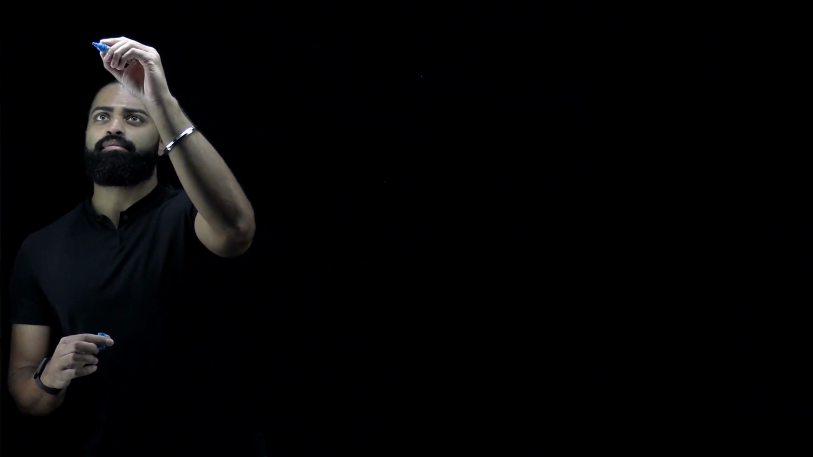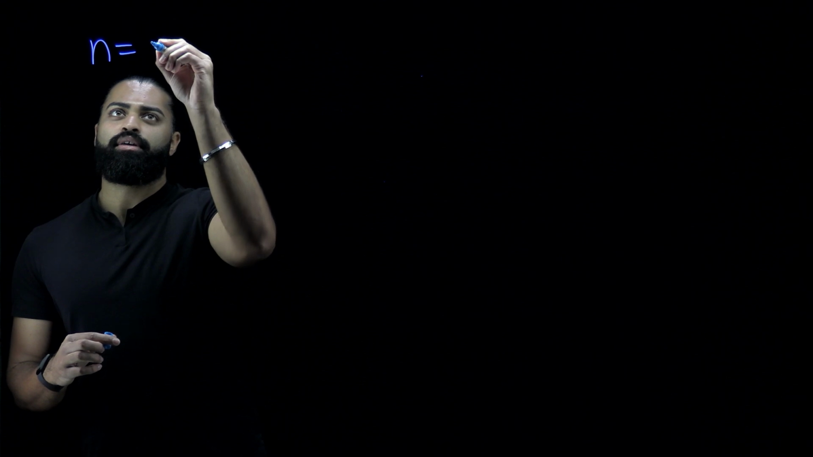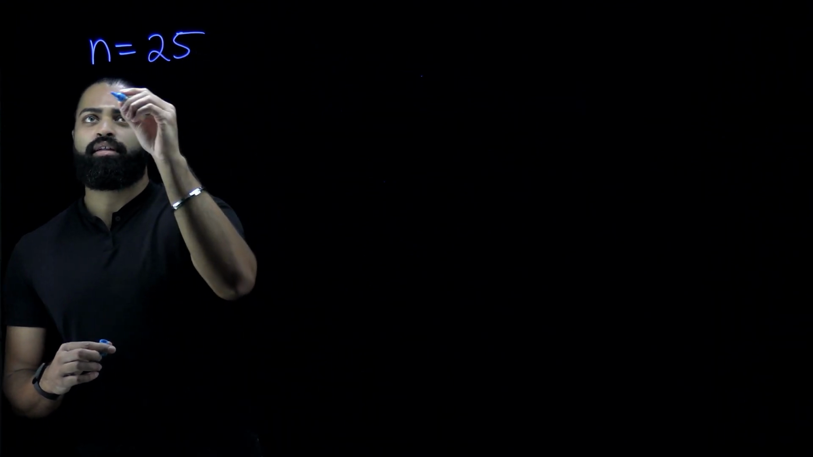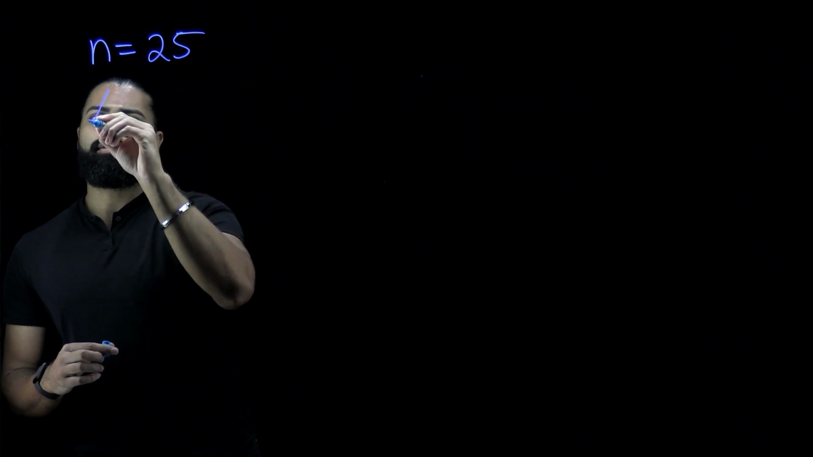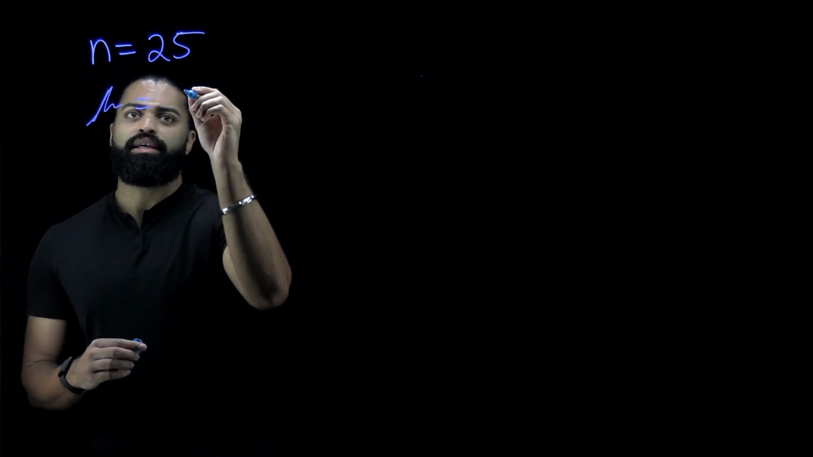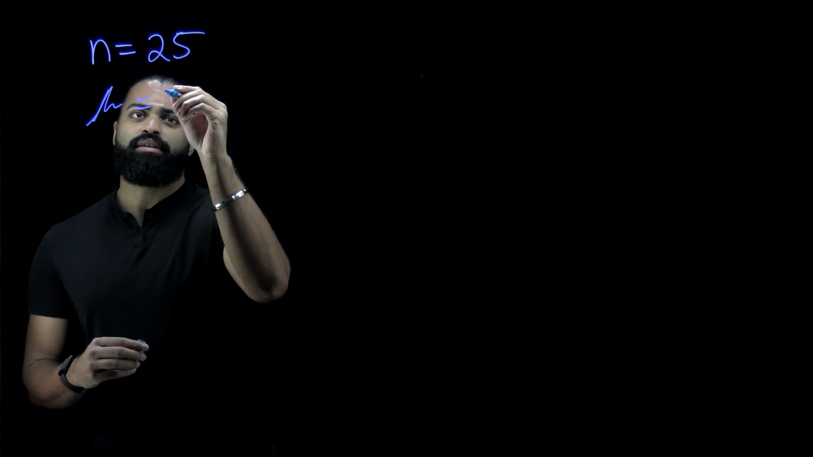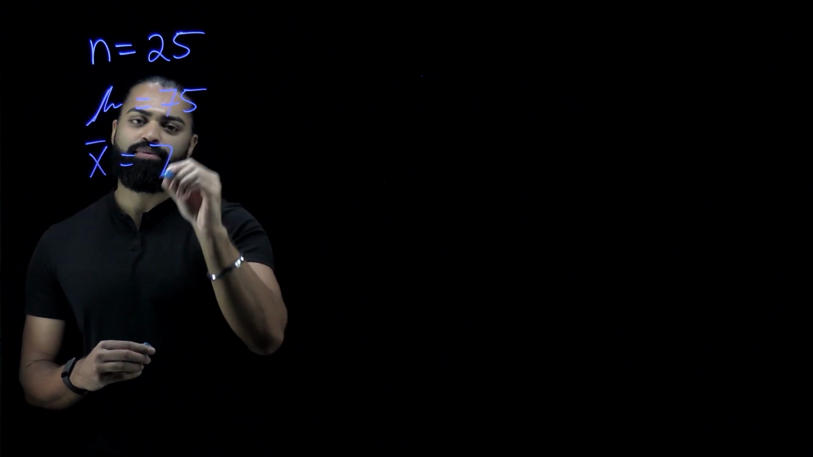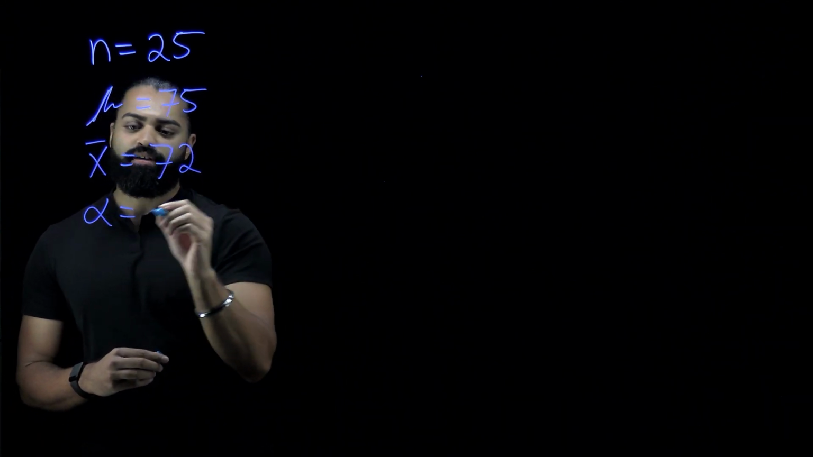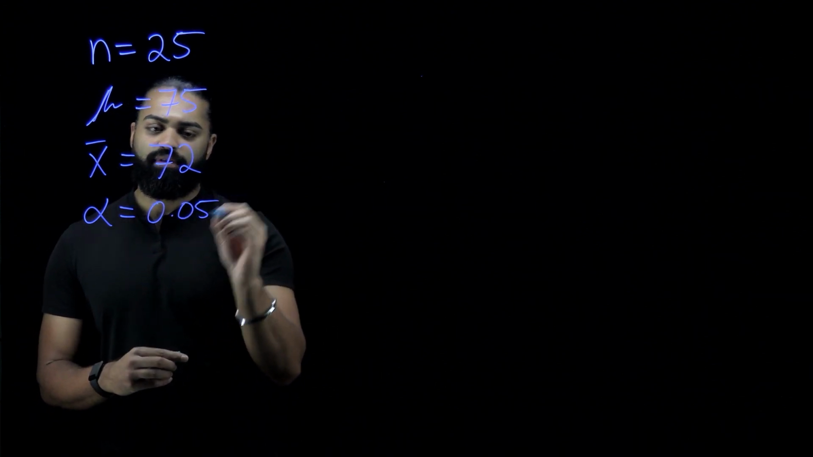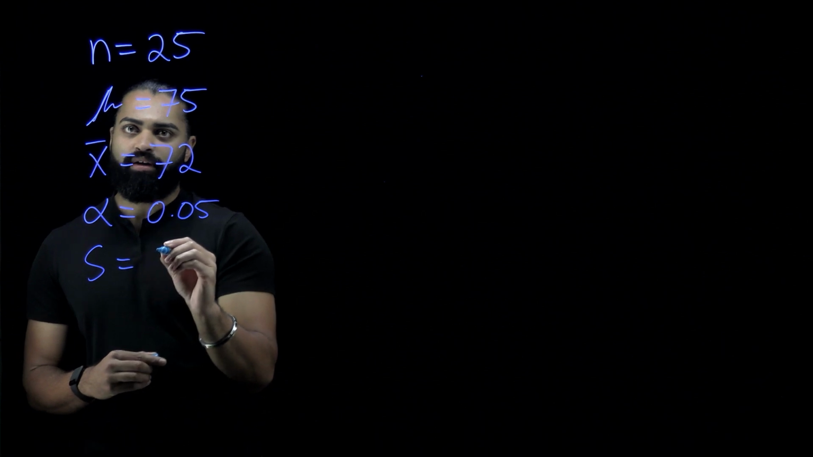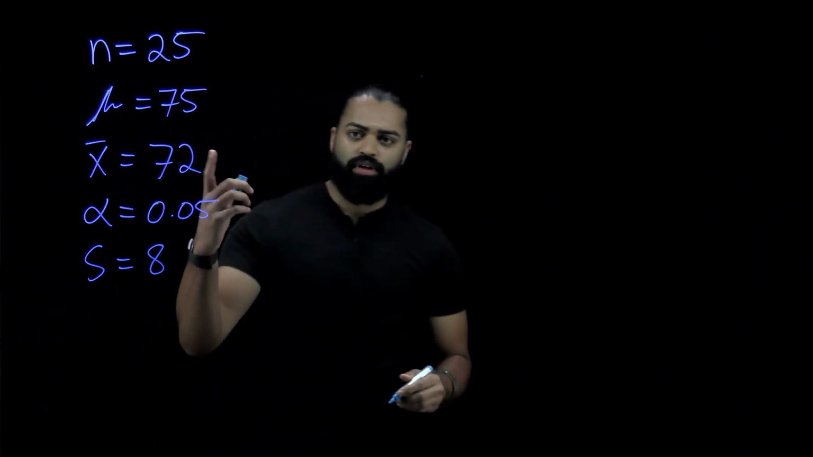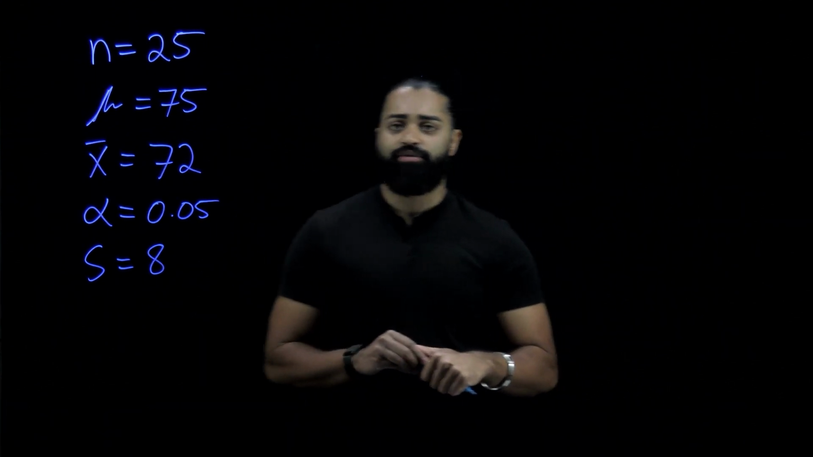Significance level is alpha. So I'm going to write down some of the important stuff just so you have access to it. So we said n equals 25. Our mu is going to be 75. Our x bar, in this case in our sample, is 72, and our alpha is 0.05. And then I also gave you your standard deviation of 8. So these are all the important statistics that you're going to need for this problem.